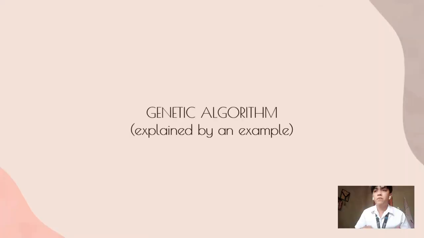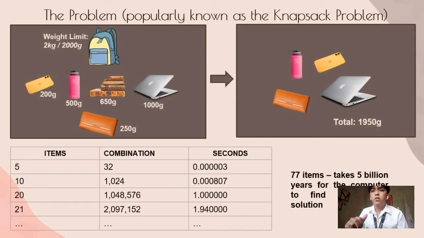Good day everyone. So now I will be talking about genetic algorithm. Let me explain it with an example. There is a problem popularly known as the knapsack problem. As you can see, guys, okay, I'll give you an example.